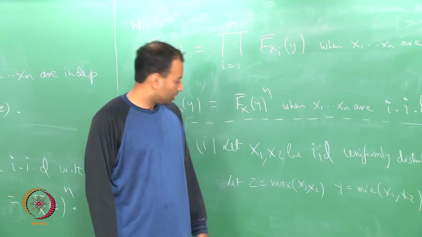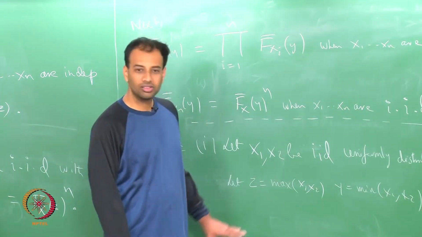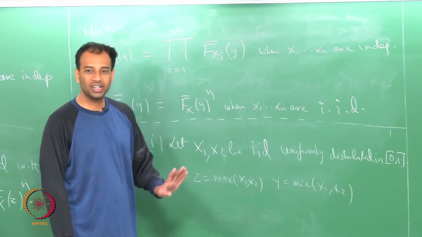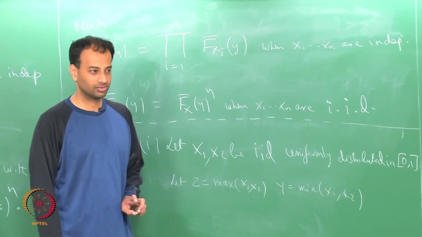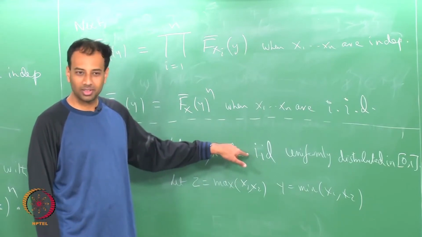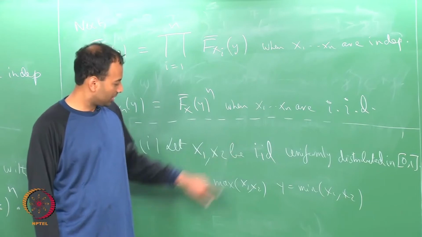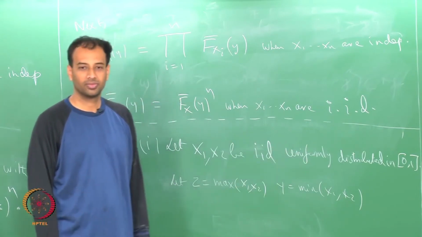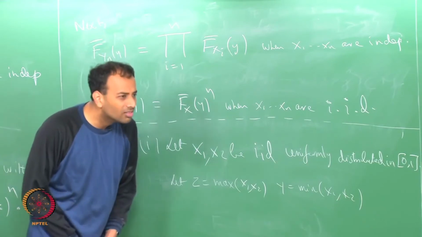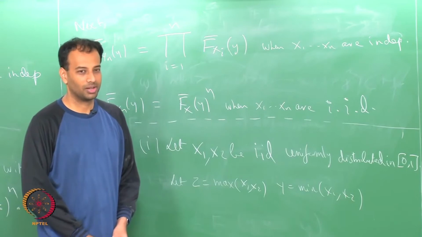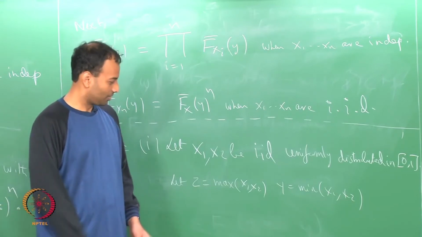Are there any guesses on how qualitatively they may look? So, you are taking 2 identically distributed random variables on 0 1, independent, and you are taking the larger of the 2 and the smaller of the 2. Qualitatively.